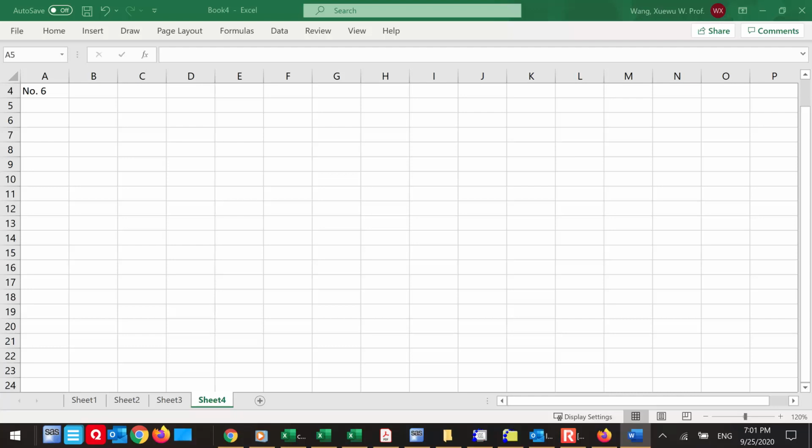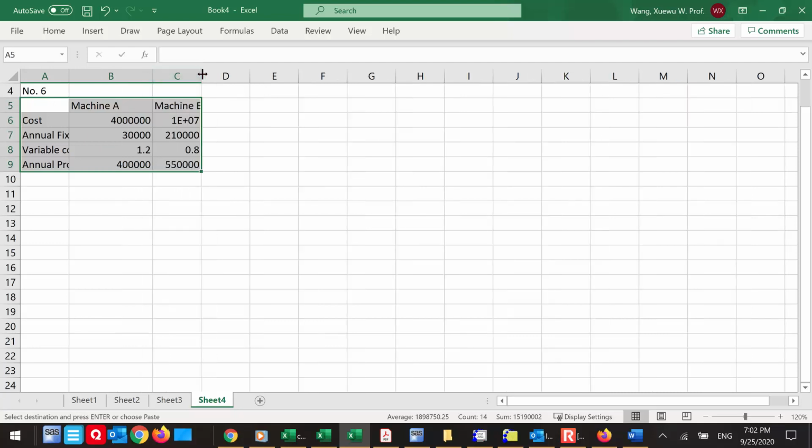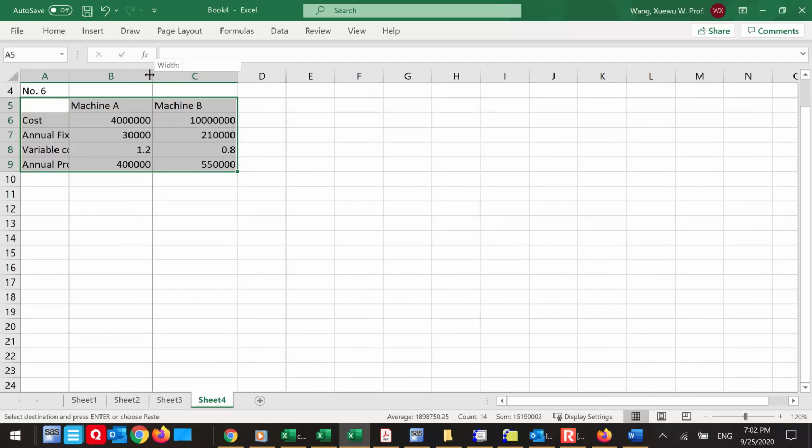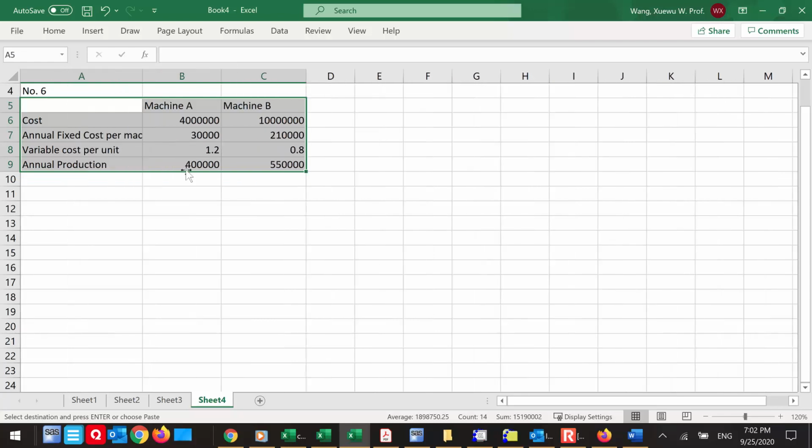And we have the parameters here. So you have machine A, machine B. Let me put this down here. I have machine A, machine B, and then we have the annual fixed cost, the variable cost, and the annual production from each machine. I'm just going to save some time, so let me copy and paste what I had earlier from my solution here. So that is the information about these two machines.